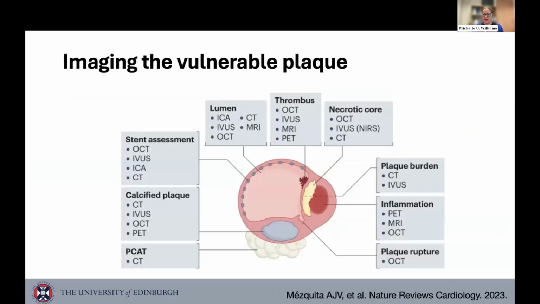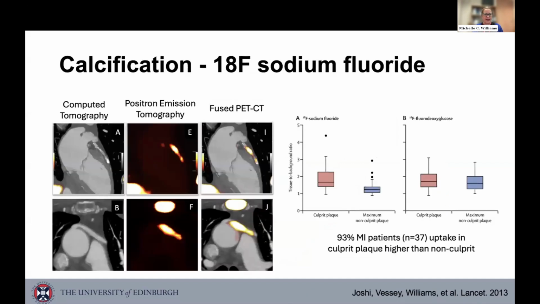But we've got other ways to look at these vulnerable plaques. We've got invasive imaging, non-invasive imaging, we've got CT, we've got MRI, and I thought I'd take the opportunity to show you a few PET radiotracers that can highlight different aspects of the vulnerable plaque.